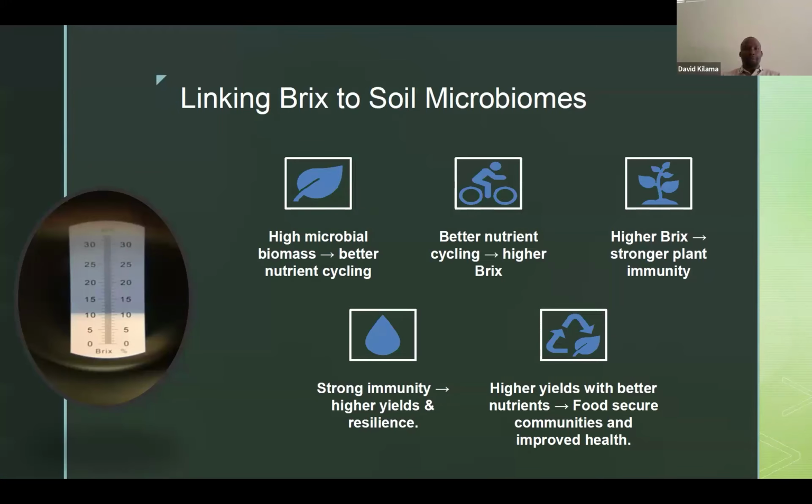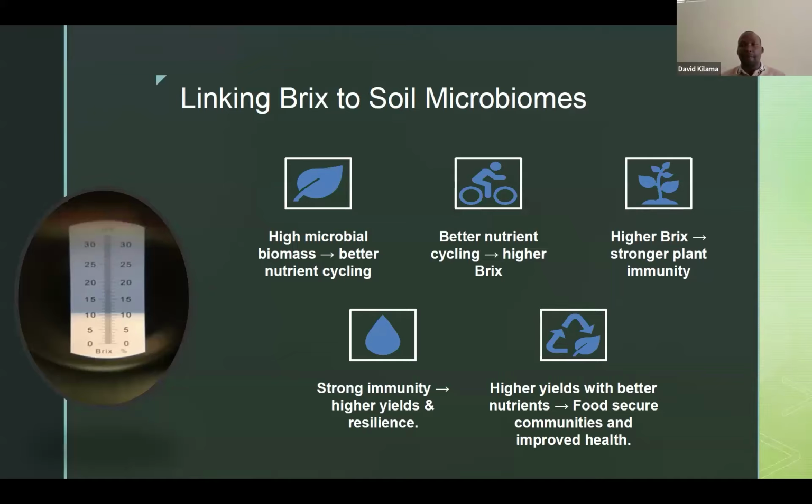So as I conclude, how do we link the Brix reading to soil microbiomes and to us, humans? High microbial biomass leads to better nutrient cycling. If you have a good microbial population, nutrient cycling is perfect, and better nutrient cycling leads to a higher Brix reading. Higher Brix reading means high nutrient density within the plants, and it means the plant is stronger in terms of immunity.